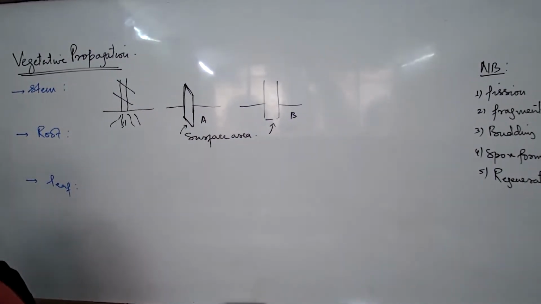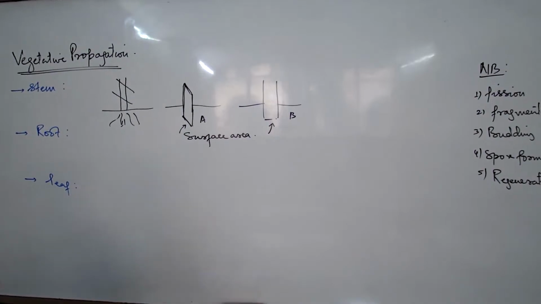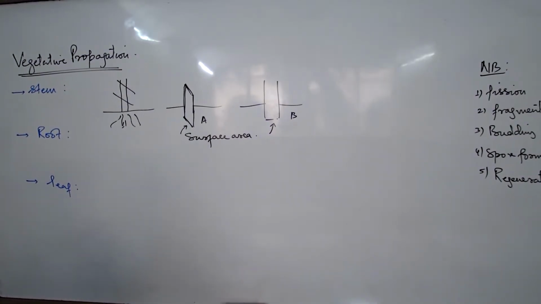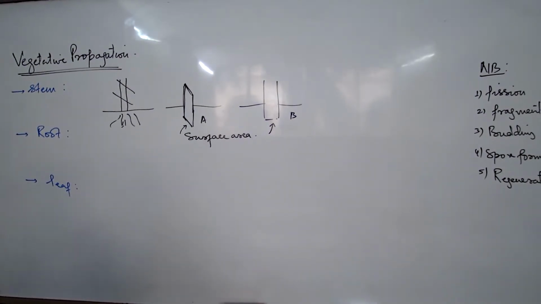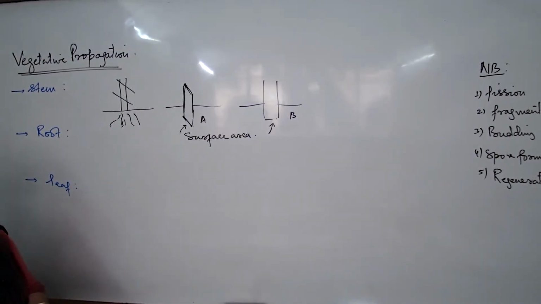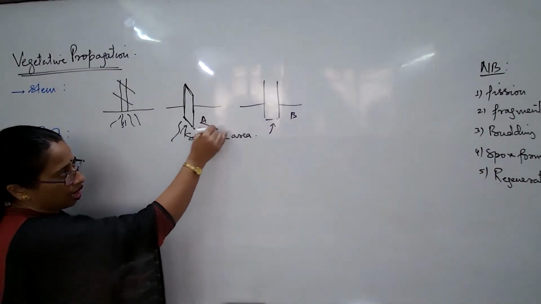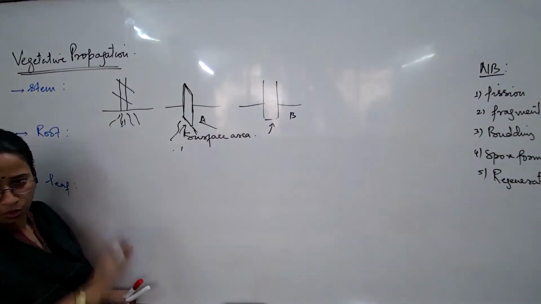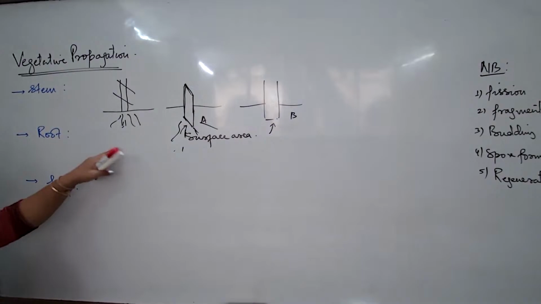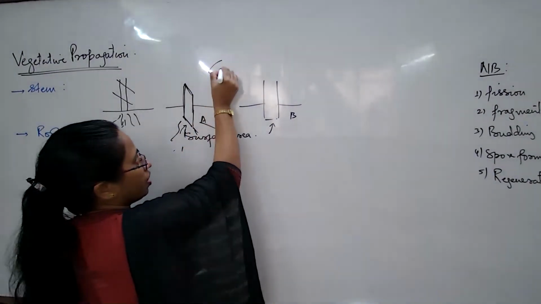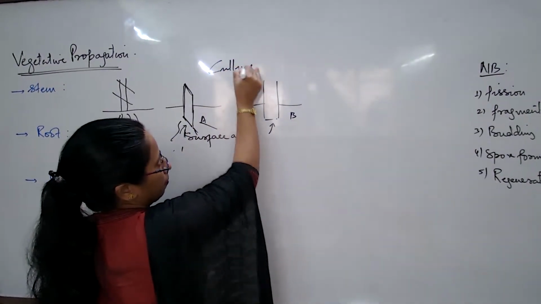Reason, what to write? Why will A establish faster in the soil? Because A has a larger surface area, and the number of cells exposed to absorb the water is more, and the development of the roots becomes much faster. So a large number of roots develop, and when the roots are developing, the plant establishes. What is this method known as? This method is known as cutting.